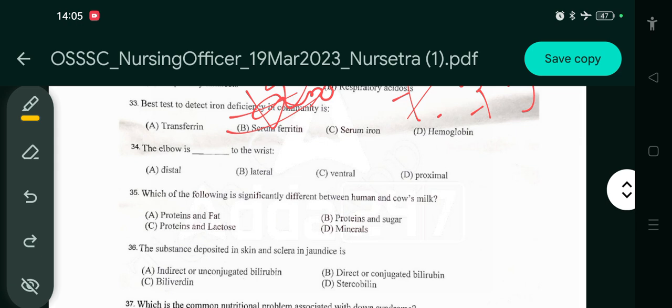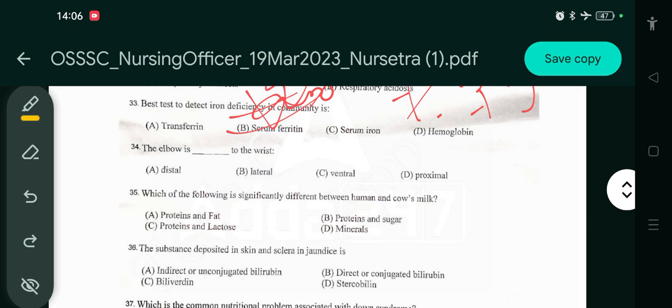Okay, transferrin we will not see yearly. Option B, serum ferritin, we will see earliest, and how much iron is stored we can know by testing serum ferritin. And option C, serum iron, can change every day, so it is not that much of a diagnostic test that will diagnose iron deficiency.